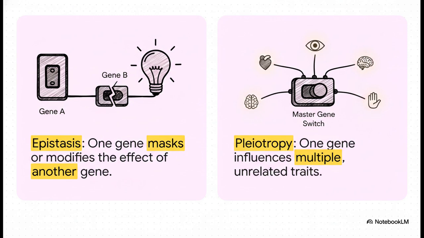Now, epistasis is when one gene can literally mask or modify the effect of a completely different gene. Think of it like a master switch. It doesn't matter if the gene for your light bulb says on if the master switch for the whole house is turned off. Then there's pleiotropy. This is where one single gene influences multiple, totally unrelated traits. It's like a domino effect.